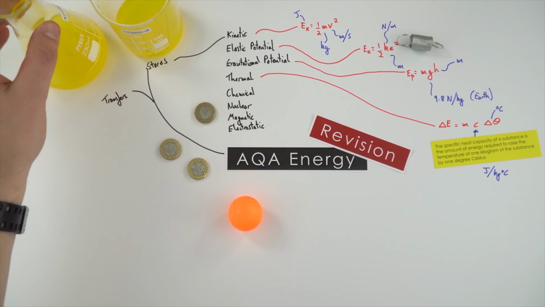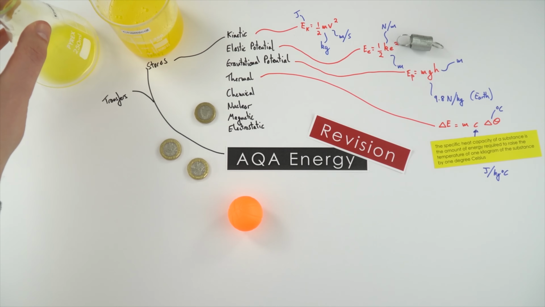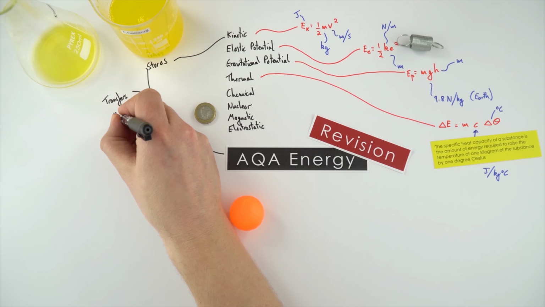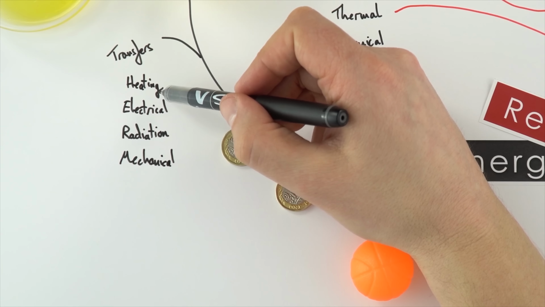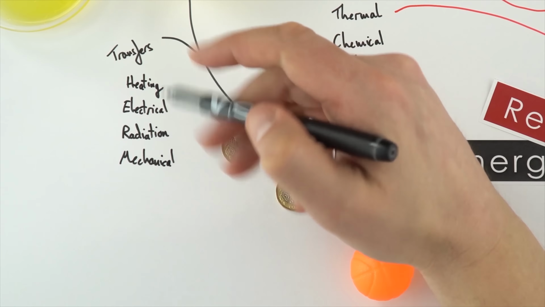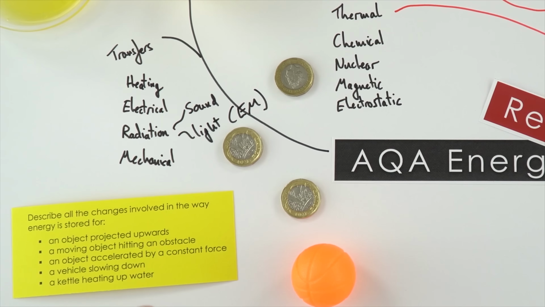So we have these different stores of energy, but what we can now consider is the different ways that energy is transferred from one store to the other. There are four main transfers that we need to think about. So these are our four transfer processes. You've got heating, electrical working, radiation, and this could be things like sound waves, or it could be light waves, and also the rest of the parts of the electromagnetic spectrum. And finally, we have mechanical. Now, it's really important to look at the way that energy is transferred from one store to the other.